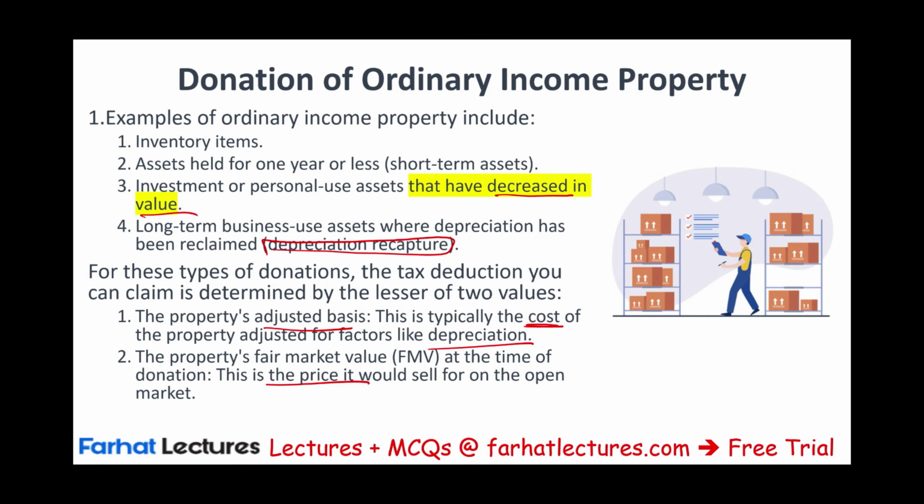So if you are contributing a piece of inventory and you paid for it $800, when you are donating this inventory, it's worth $500. Which of these two will you take? You will take the $500. If you are donating this inventory, you paid for it $800, but it's worth $1,200. Which one will you take as a deduction? $800. So any of these ordinary income property, you will take the lesser of cost or fair market value. Let's say adjusted basis to be technical.